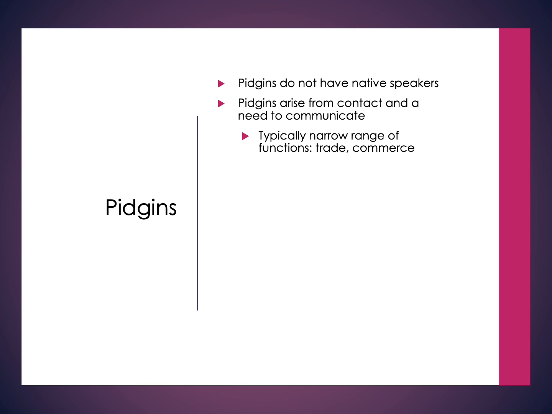So if you're encountering a different group of people, you don't speak the language, you're trying to trade, you're trying to barter, you need to have some sort of way to talk. So these are typically limited in vocabulary. They have very simplified grammar. You can think of how some people try to talk to people that don't speak English very well, the way they break things down into simpler things. Pidgins arise out of a similar kind of thing.